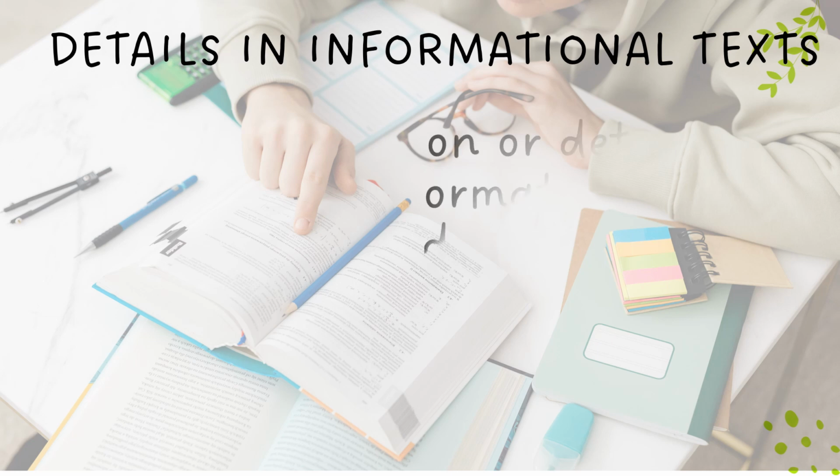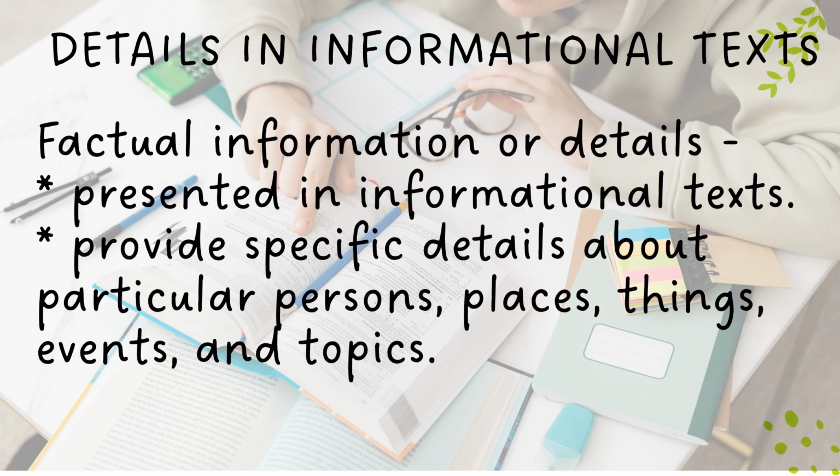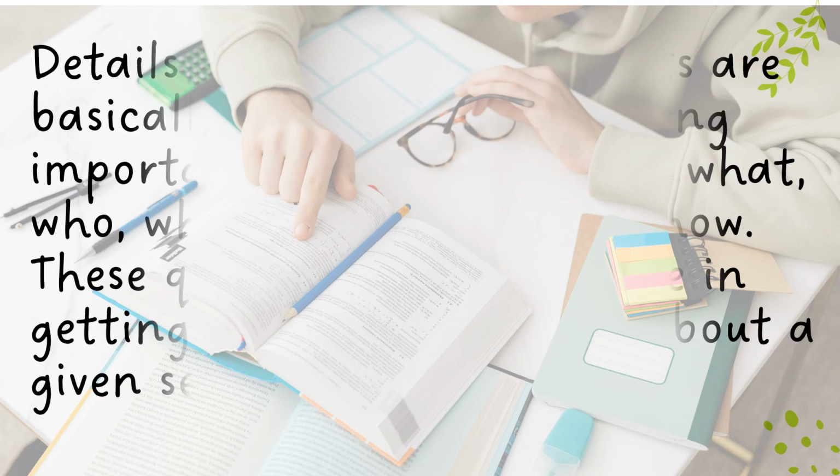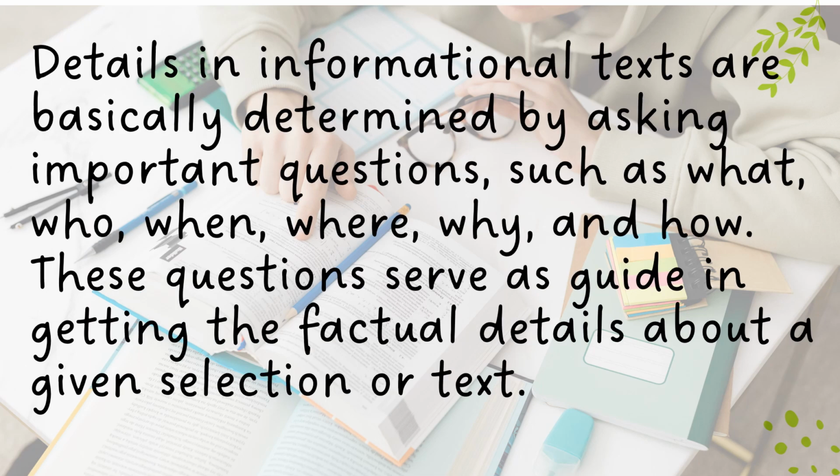So details in informational text. Factual information or details are presented in informational text, providing specific details about particular persons, places, things, events, or topics. So details in informational text are basically determined by asking important questions. What are these questions? Basic questions such as what, who, when, where, why, and how.